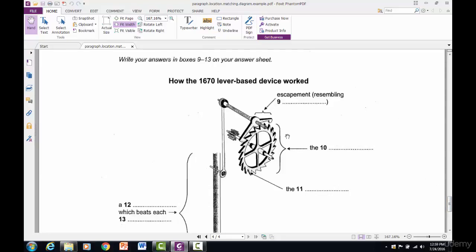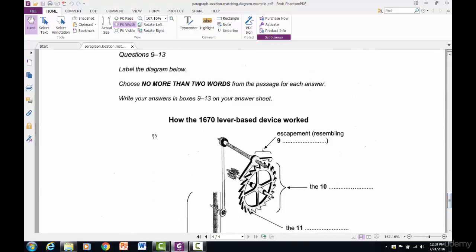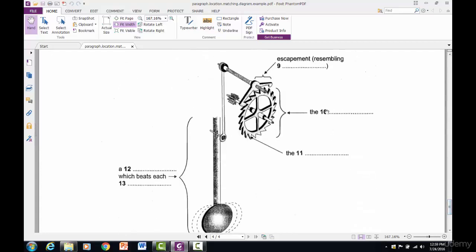Number 10 has to be a word. Let's look at our directions. How many words can we write? No more than 2 words. Directions say no more than 2 words. We can write 2 words or 1 word. We can't write 3. Number 10 is going to be something that describes what this is.